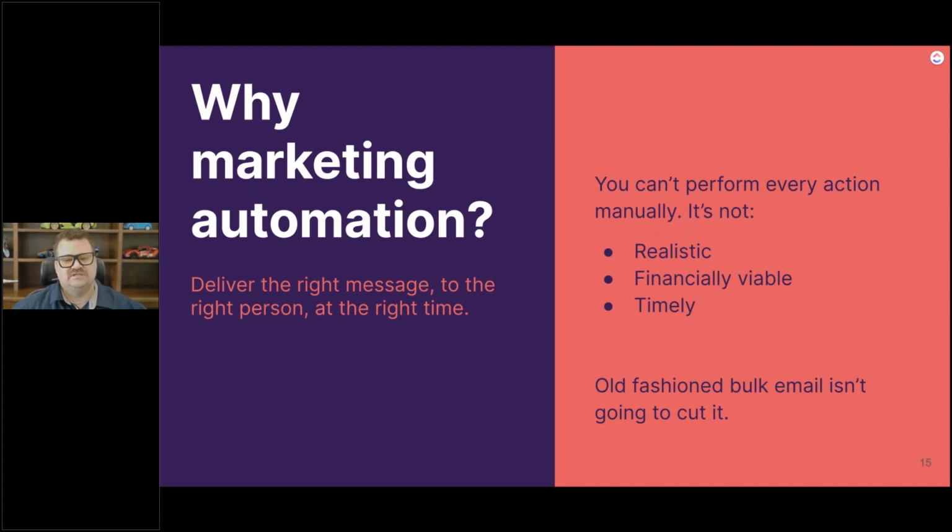But the other side of this is, like I said before, you can't perform every action manually. It's not realistic. It's not financially viable if you have to pay those people to do that. And you can't do it in a timely fashion. By the time you've sent out those 1,000 emails, that might take you a week, but it would have only had impact on the first day. So these days, old-fashioned bulk email, sending out the MailChimp on the first Friday of the month type thing just doesn't cut it anymore. It's got to be more specific and relevant.